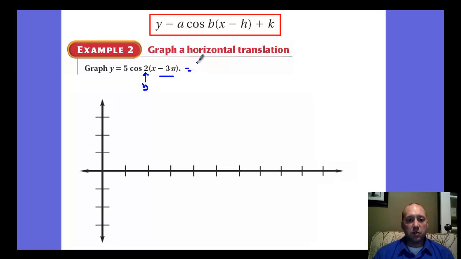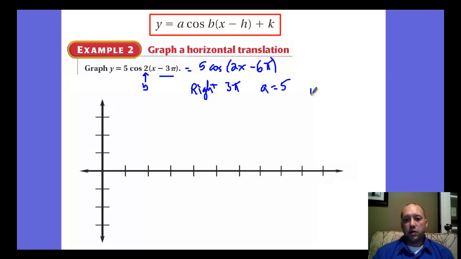Now, these would be the same equation as 5 cosine of 2x minus 6 pi. Those are the same thing. So you need to factor that 2 out to see the actual h value. So we're going to shift it to the right 3 pi. We have an amplitude of 5, and our period is 2 pi over b, which is 2 pi over 2, or pi.